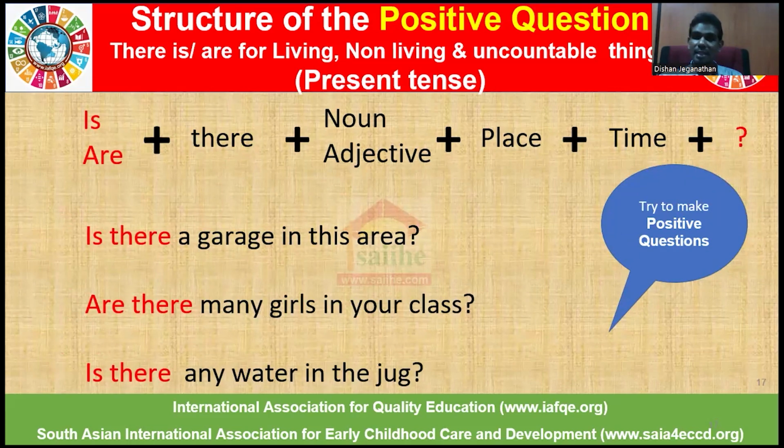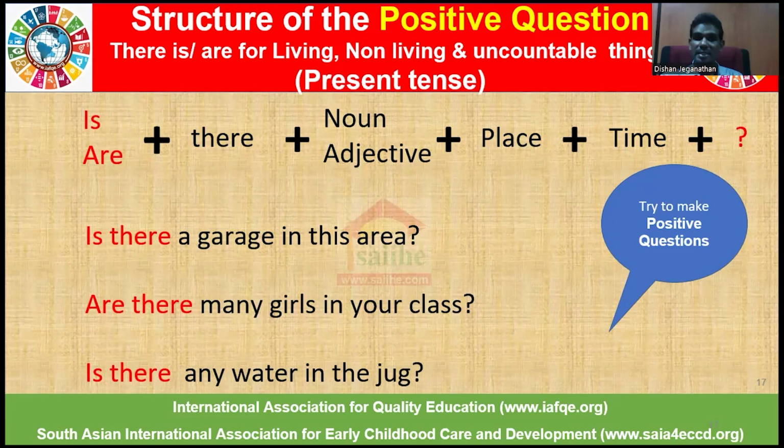Let's look at some examples. Is there a garage in this area? Are there many girls in your class? Is there any water in the jug? Now, when you look at the first example, it talks about a garage. So a particular specific garage, which is singular. Hence, we make use of is. So the question begins with is there? And likewise, second one, many girls, talking about more than one girl. Obviously, it's plural. Therefore, the question goes as are there?